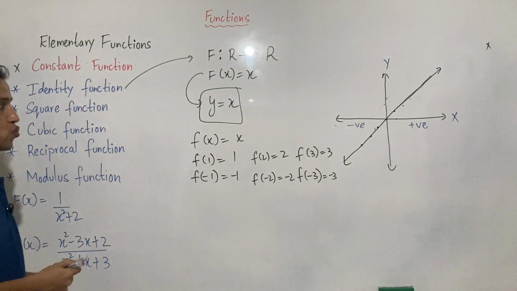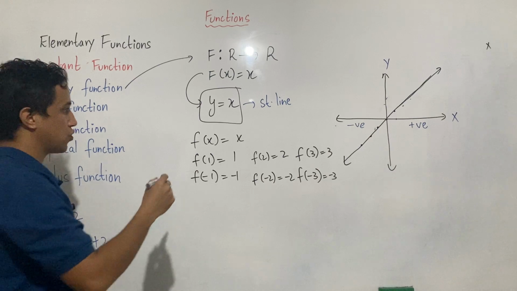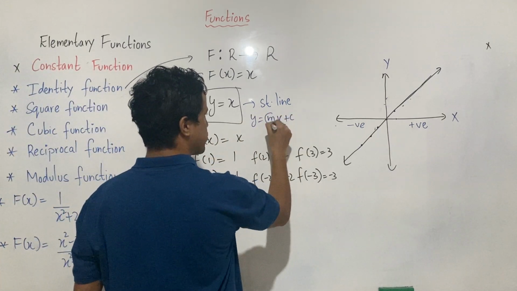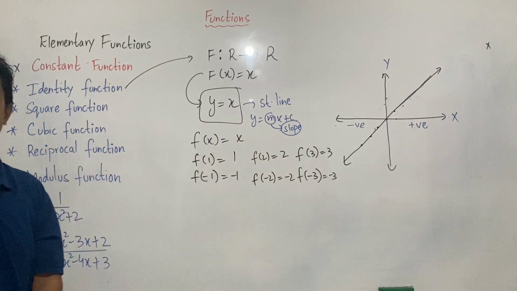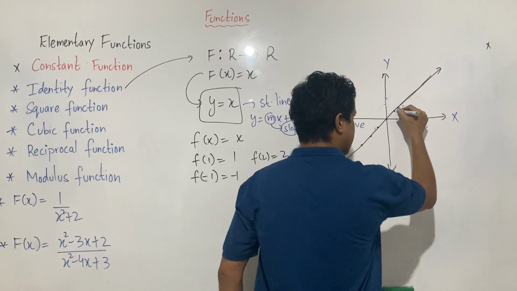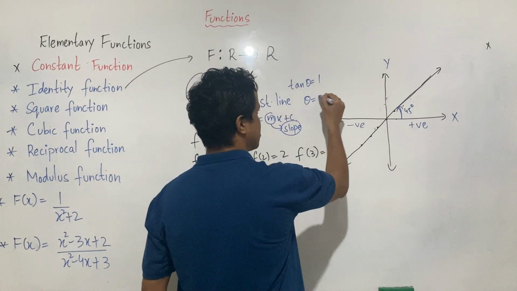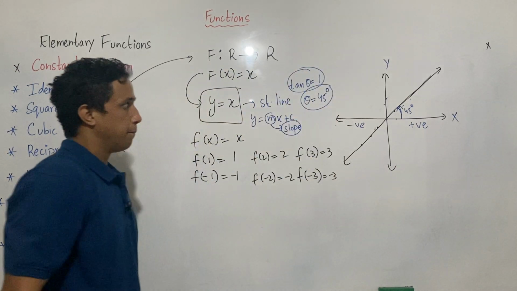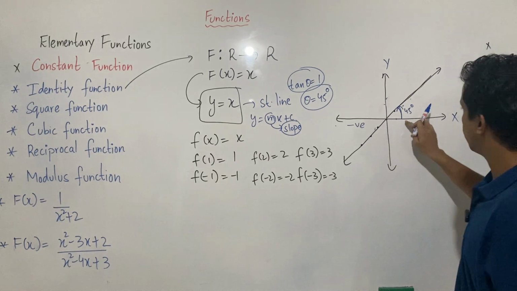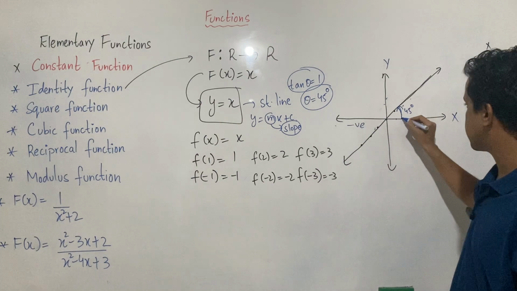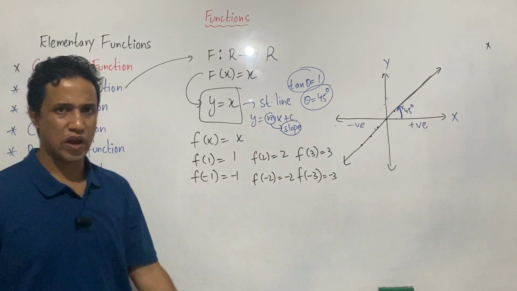That's what I was mentioning before, that y equals x represents a straight line, and the general equation of a line is y equals mx plus c, where m represents the slope. If you compare this equation with this, then the slope of this line is 1. What does it mean? It means that the angle it makes with the x-axis is 45 degrees. Slope means tan theta. So if your tan theta is 1, it means theta is 45 degrees. So y equal to x represents the straight line which makes an angle of 45 degrees with the x-axis in the anti-clockwise direction. Now this is your identity function. Very simple. y equal to x or f(x) equal to x.